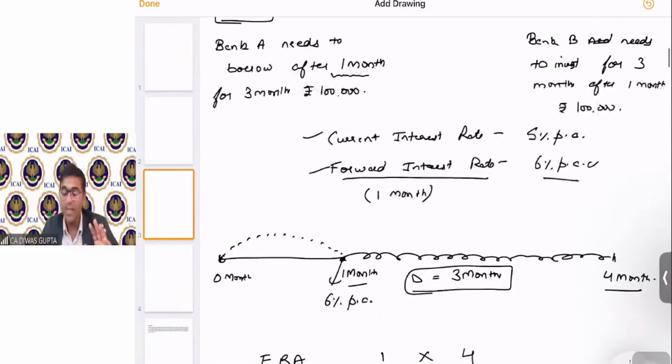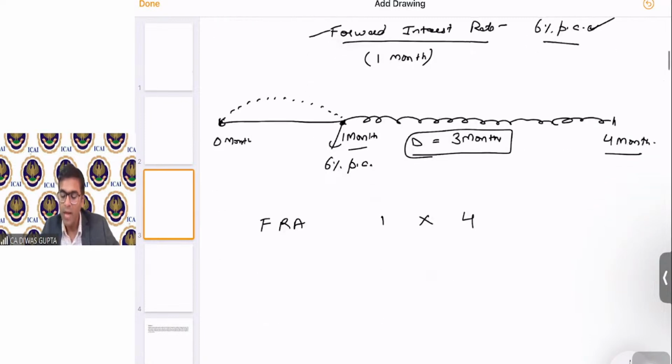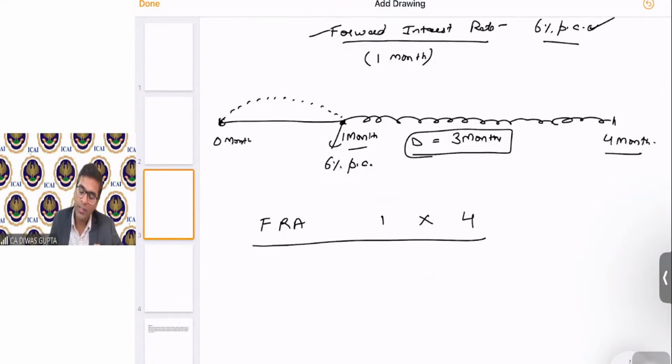Deal happened at 6% per annum because this will also get fixed today. So even the rate at which they would be entering after 1 month is fixed today, which is basis this forward interest rate 6% per annum. And it will be denoted through this notation, which is FRA 1/4.